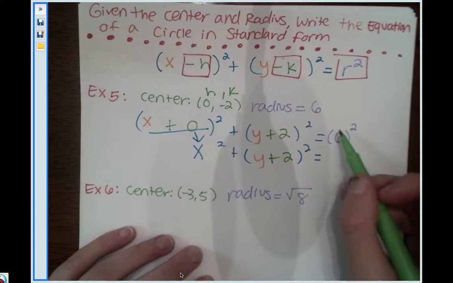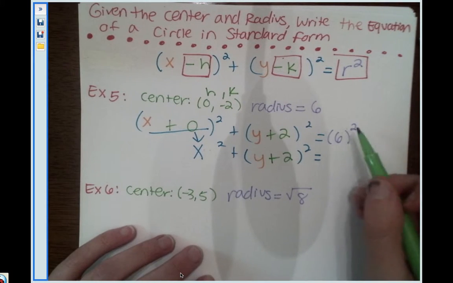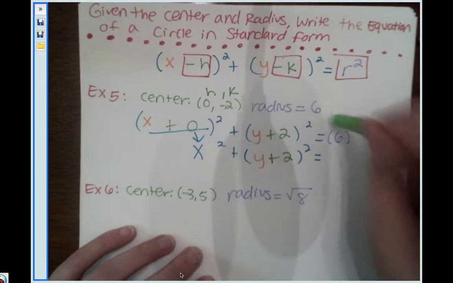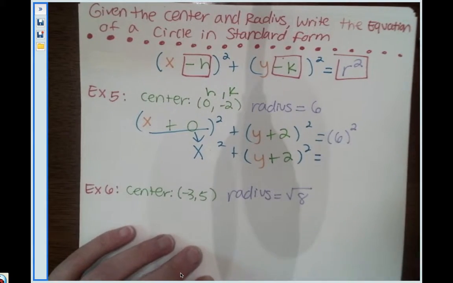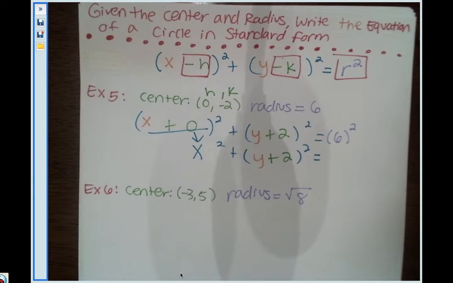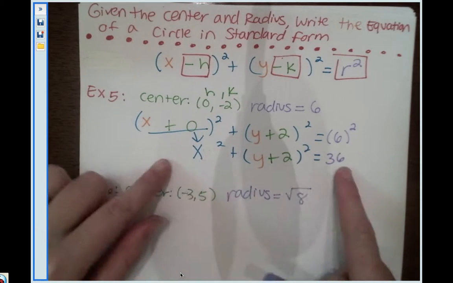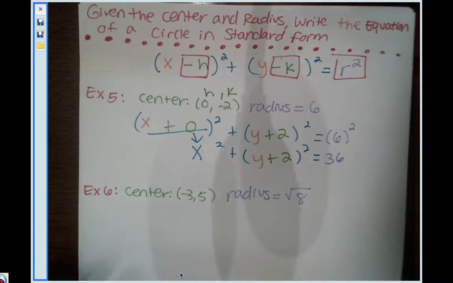And then lastly, the equation equals the radius squared. So I must square my radius to get this answer. What is 6 squared? It is 36. So guess what? This right here is my final equation in standard form.